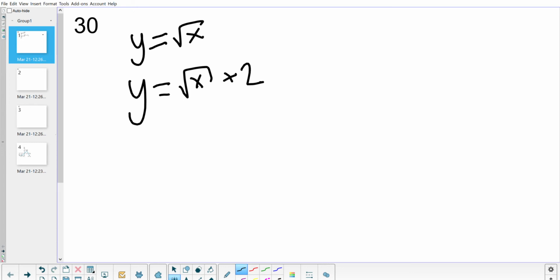Then it says reflect about the y-axis. If you're reflecting over the y-axis, that means you're negating the x. So whichever axis you're reflecting over, you negate the opposite variable. So it would be the square root of negative x.